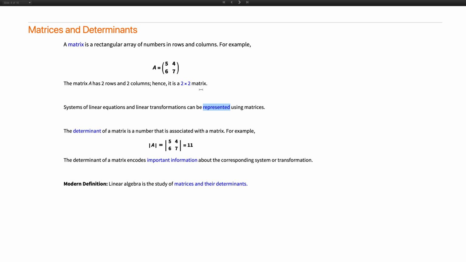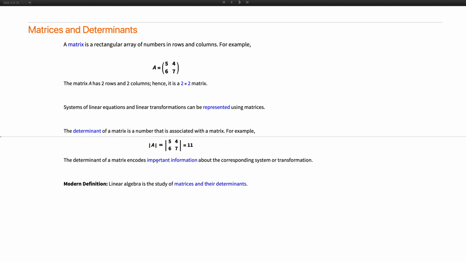Now, a matrix is a collection of numbers. That's a huge collection typically, but with every matrix, you have its determinant. The determinant is just a number that's associated with the matrix. For example, in this case, the determinant is 11. That comes out by doing 5 times 7 is 35, 6 times 4 is 24, subtract them, you get 11.